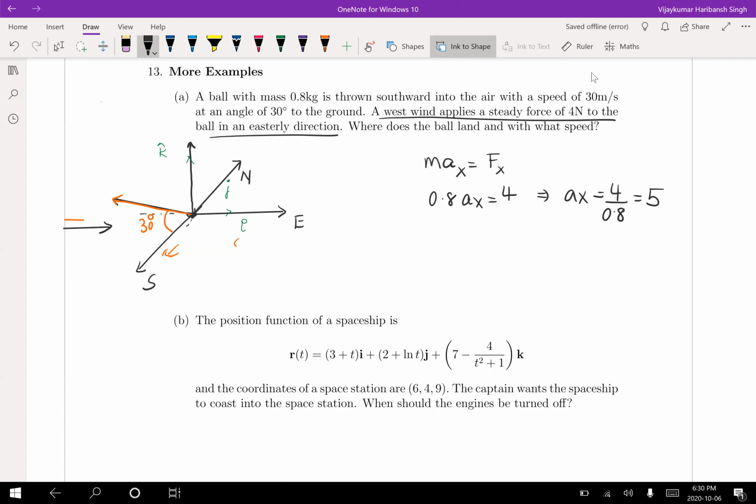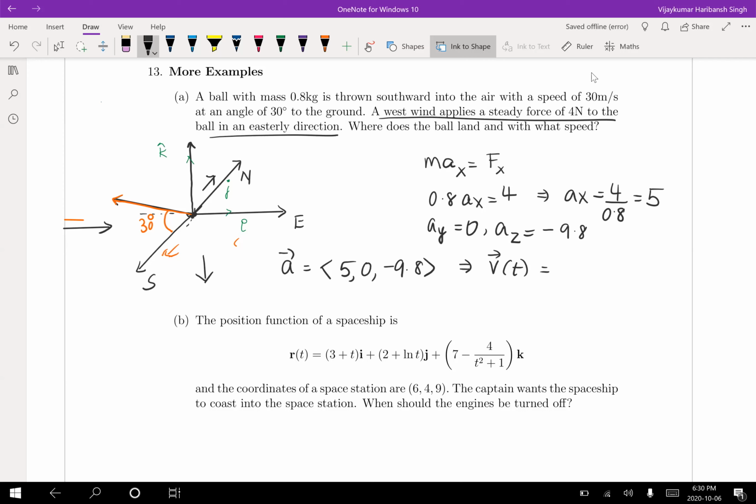All right. Now AY is 0, right? There's no wind, so there's nothing along the Y direction. And AZ, there is gravity working downwards, so that is going to be minus G, which is 9.8. So your acceleration vector A is (5, 0, -9.8).